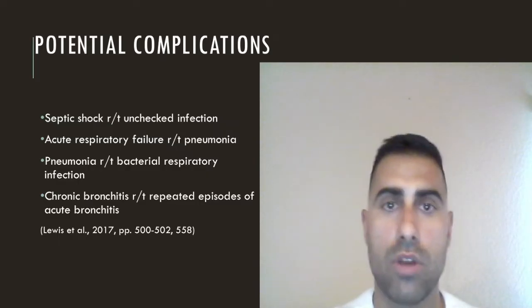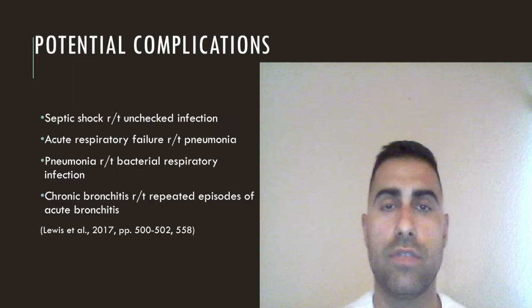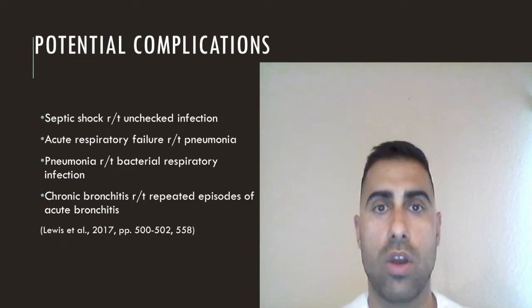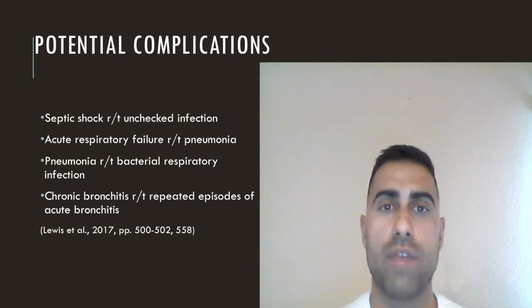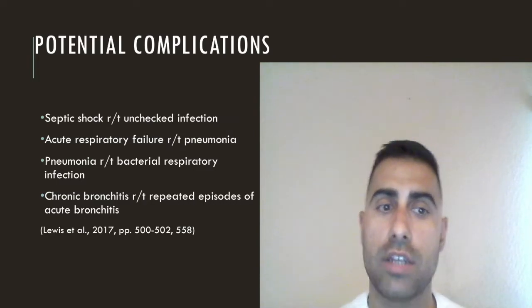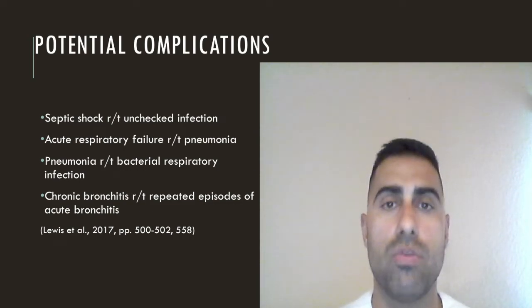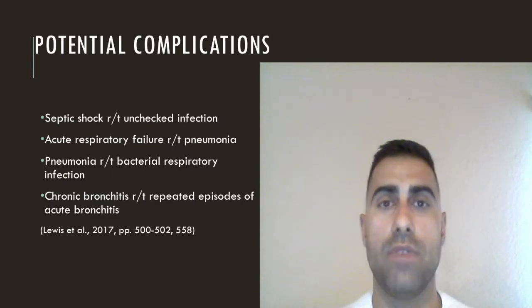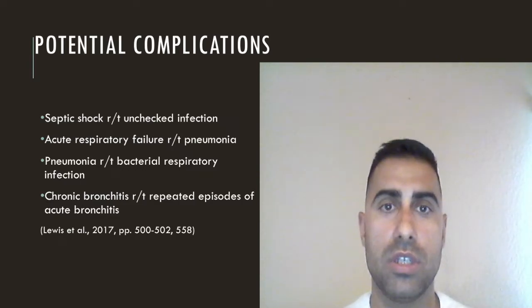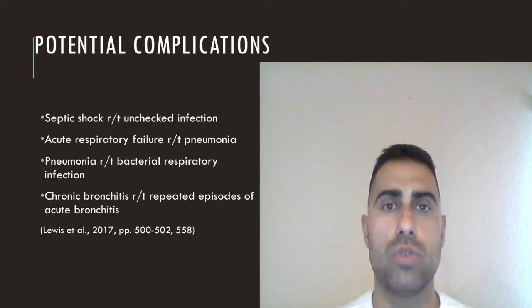For this slide, we're going to be going over potential complications for bronchitis, starting with the most life-threatening, going down to the least life-threatening. First, we have septic shock related to unchecked infection gone bad. So a patient may have developed the infection which gave them the acute bronchitis. They didn't go to the hospital, maybe because of a disparity, developed sepsis, ended up in the emergency department, and then developed septic shock. So to prevent this, we want to treat the underlying cause.